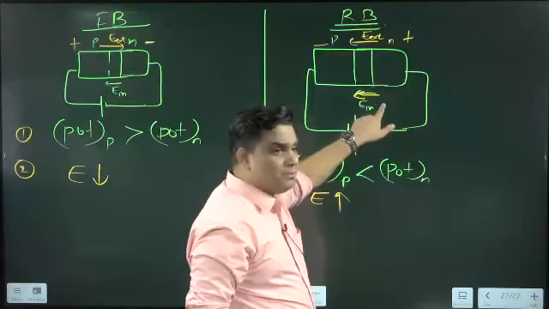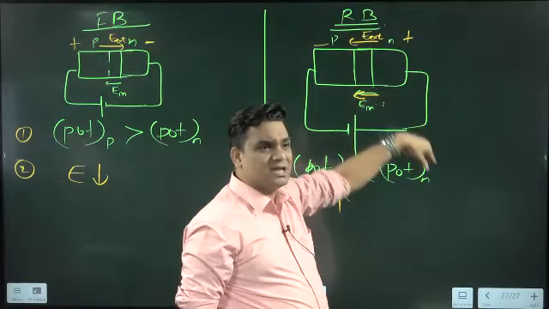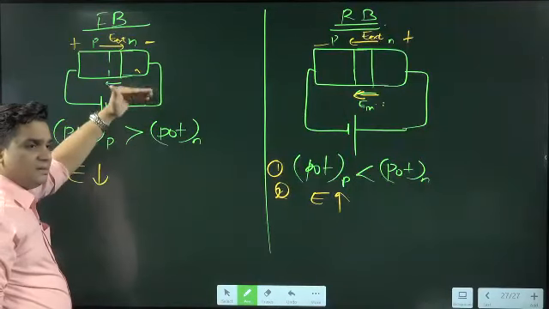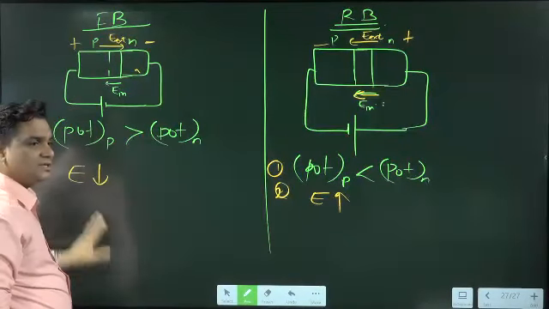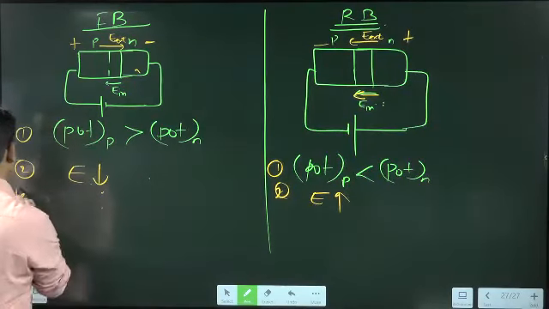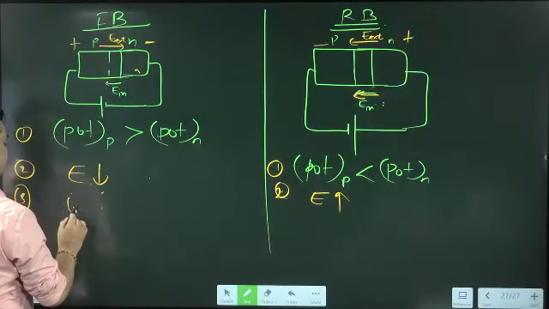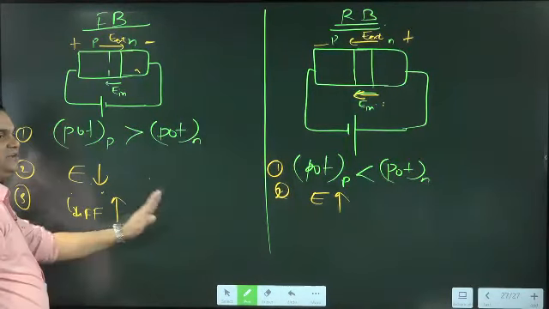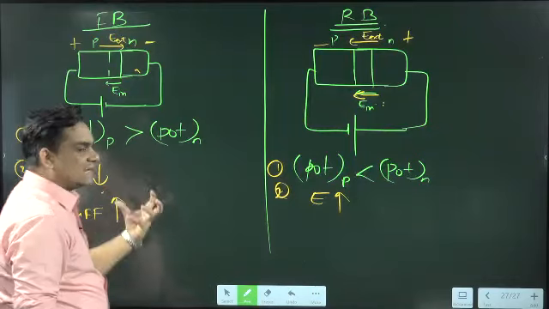This field was opposing the majority and supporting the minority. Here this field, okay, same thing, but ultimately what happened? This field strength is decreased. So now major current will be increased or decreased? We can say in this one that I diffusion increases. Okay, and if I diffusion increases, it means this will conduct.